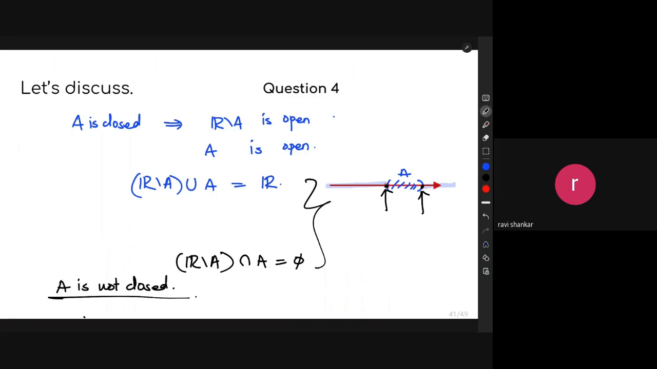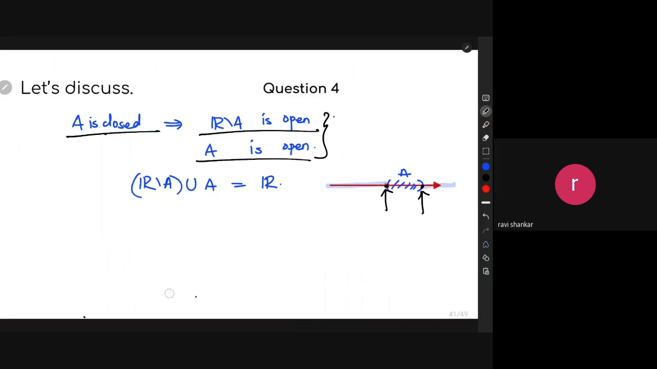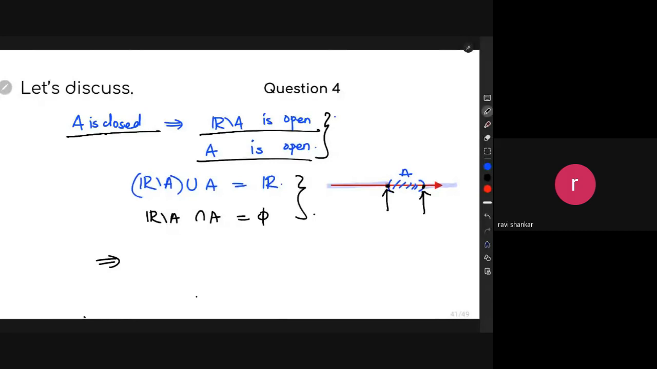They can be closed at the same time, but their intersection then, so if you assume that A is closed, then its complement has to be open. If you assume that A is closed, then its complement has to be open, but you are also given that A is open. So in other words, you are getting two open sets whose union is equal to R and whose intersection is the empty set. So in other words, it is giving you a partition of R. So you are breaking R into two parts, which is not possible because R is a connected set.